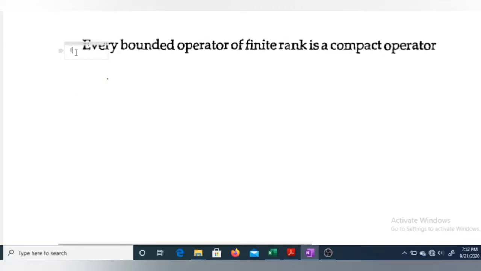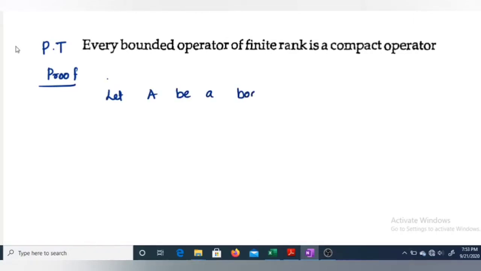Now we are going to prove one problem. The problem is: prove that every bounded operator of finite rank is a compact operator. Okay, so we have a result. Let A be a bounded operator of finite rank.